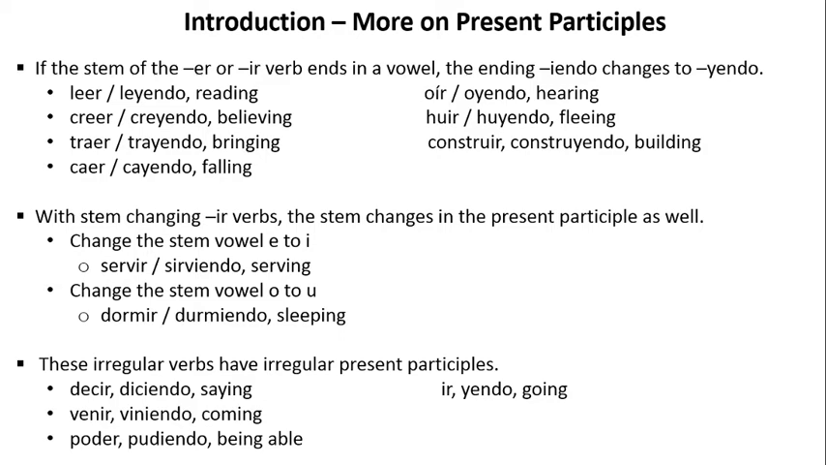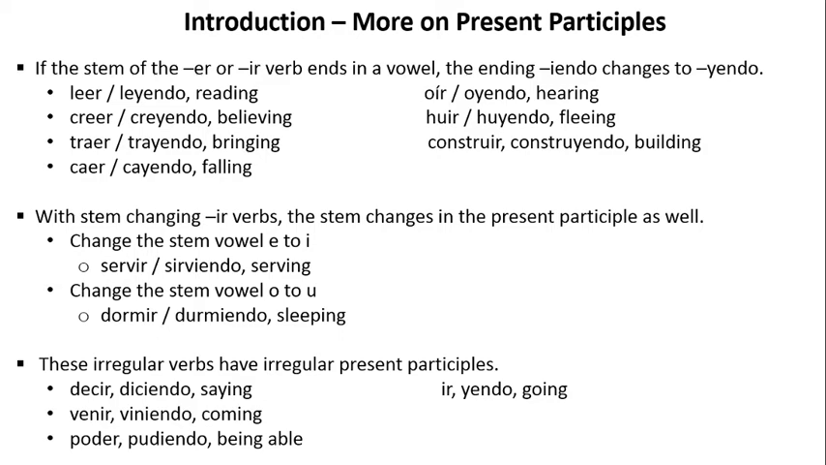Here are some examples. Leer, the present participle is leyendo, which is reading. For creer, it's creyendo, believing. For traer, it's trayendo, which is bringing. For caer, it's cayendo, which is falling. For oír, it's oyendo, which is hearing. For huir, it's huyendo, which is fleeing. For construir, it's construyendo, which is building.